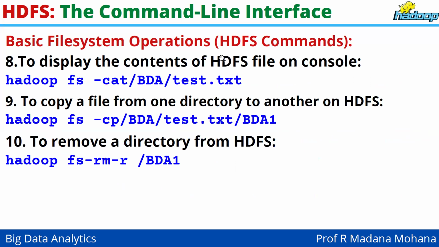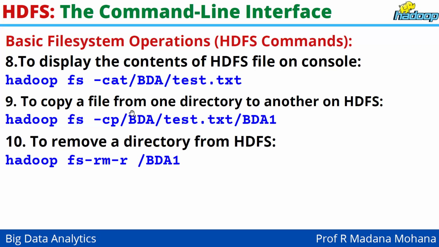Then to display the contents of HDFS files on the console, for that we will use the cat command. The syntax is hadoop fs -cat. You can give the HDFS path name BDA. In the BDA directory, the file name is test.txt.